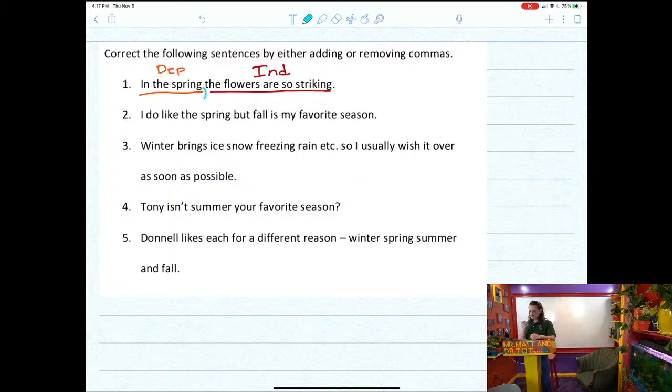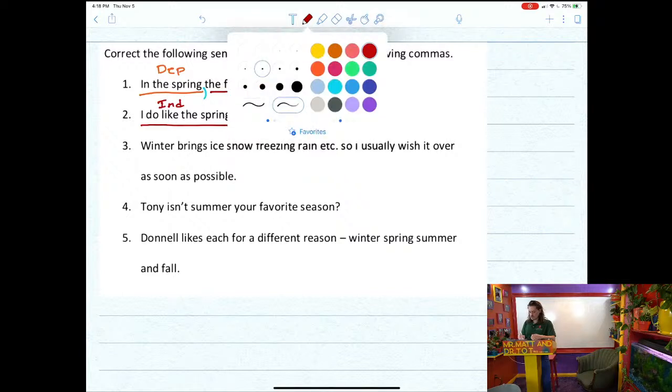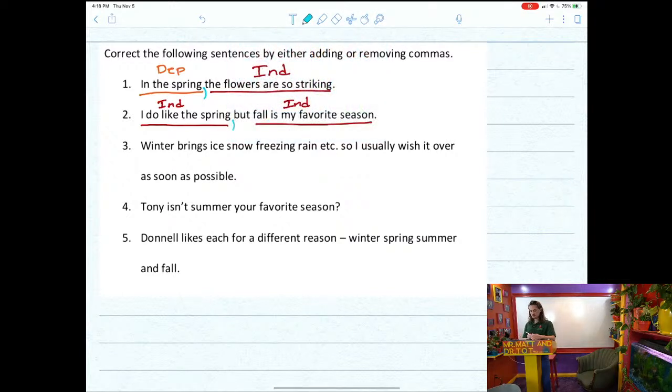Number two, I do like the spring, but fall is my favorite. So I do like the spring, that's an independent clause. Fall is my favorite is also an independent clause. So we have an independent clause construction. We need a comma conjunction. So we need a comma before the conjunction but.